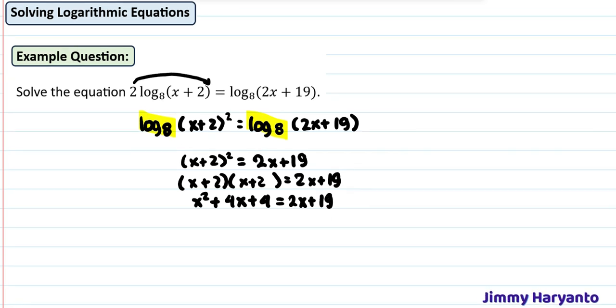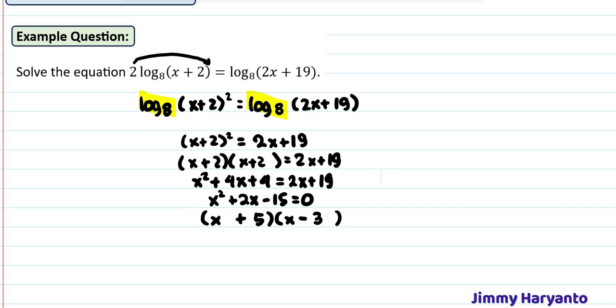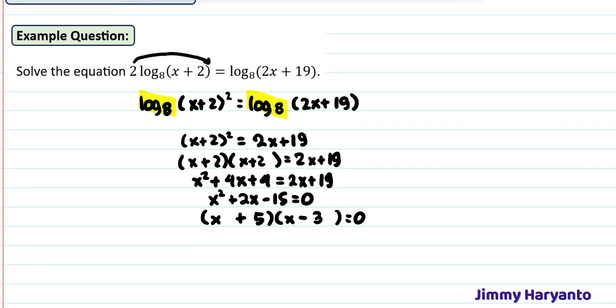And then you will move it to the left hand side: x squared plus 2x minus 15 equals 0. And then you will factorize this to solve the equation. (x + 5)(x - 3) = 0, and then x equals negative 5, and then x equals 3.